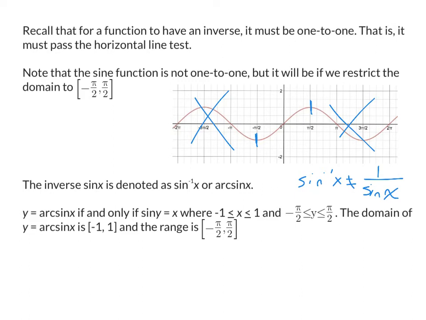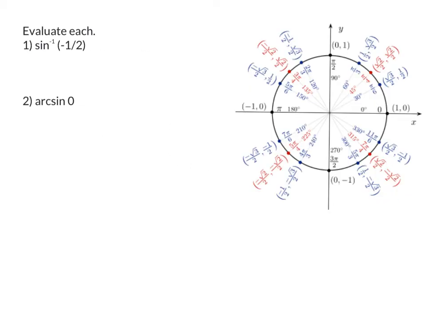So let's use this information and try to evaluate some things using the inverse sine. I have the unit circle here. We want to find the inverse sine of negative 1/2. Now we're restricted to only between pi over 2, which is right there, and negative pi over 2 down here. So we're only looking at this part of the unit circle for inverse sine.